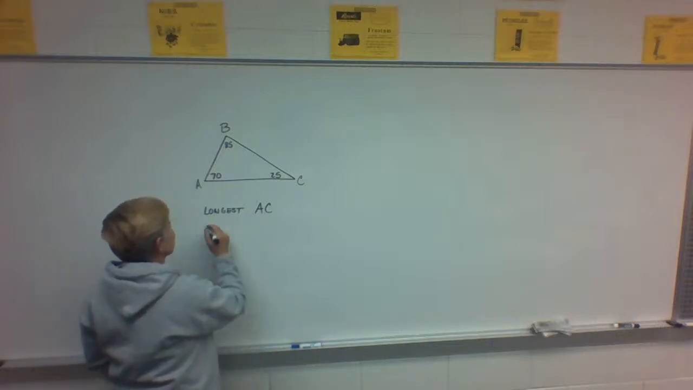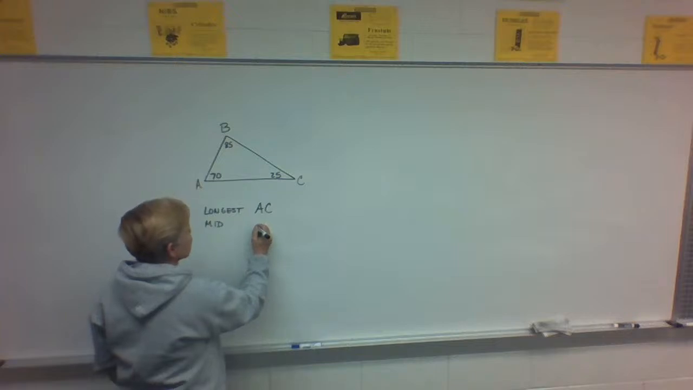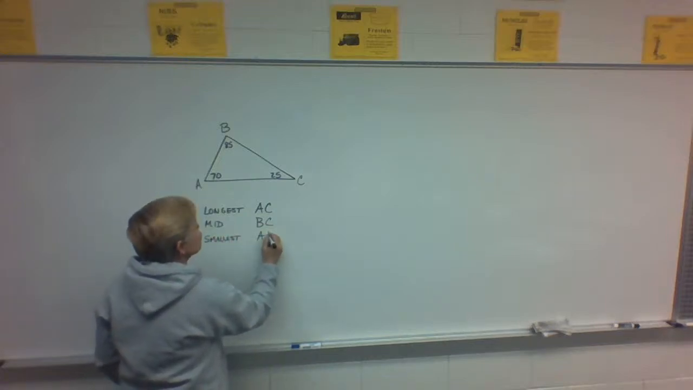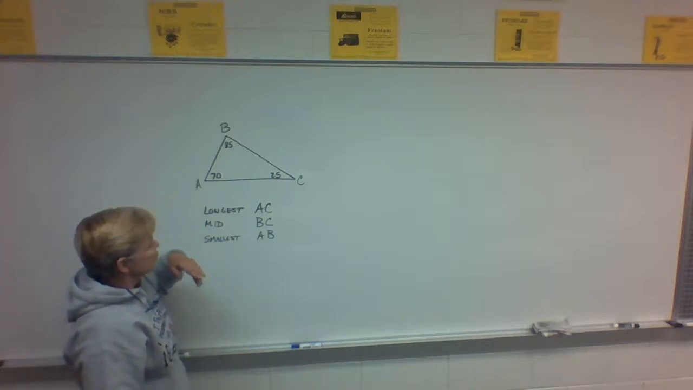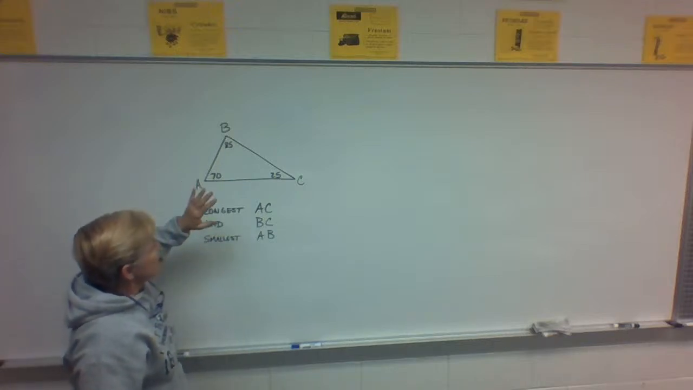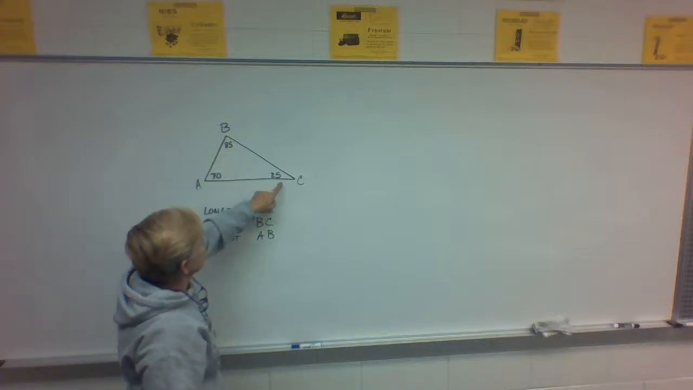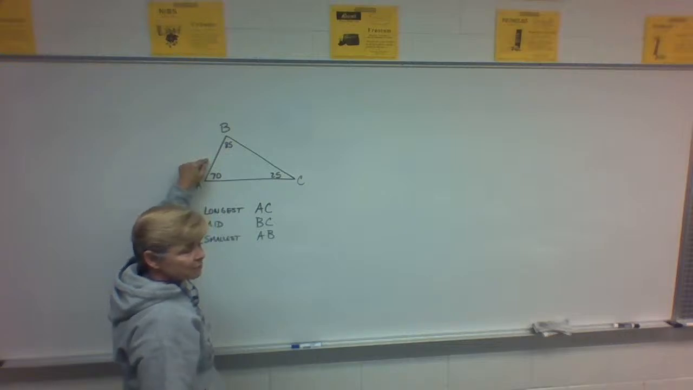That means that the middle size side is what? What's the middle size side? BC. And the smallest side? AB. Now, usually they have you list them in order from least to greatest. I just did it from greatest to least. It doesn't really matter as long as you understand that the longest side is opposite the biggest angle and the shortest side is opposite the smallest angle. That should make reasonably good sense.